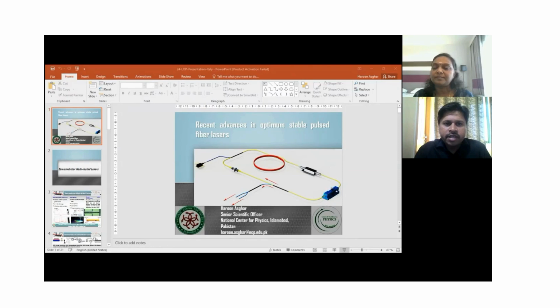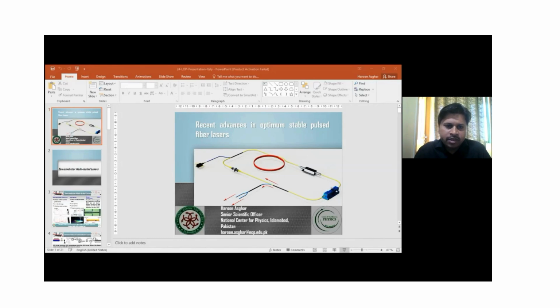The title of my presentation is actually on the recent advances in optimum stable pulse fiber lasers. This presentation is divided into two sections: one is semiconductor mode lock lasers and another on fiber lasers. Because to develop ultra fast and ultra short optimum stable fiber lasers, the most stable semiconductor mode lock lasers are required because they are used as a pump medium.